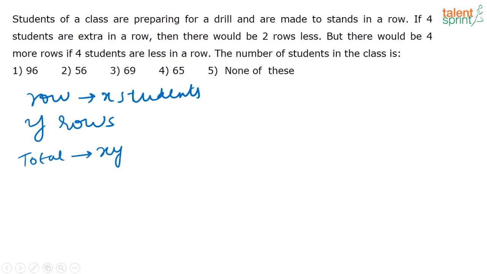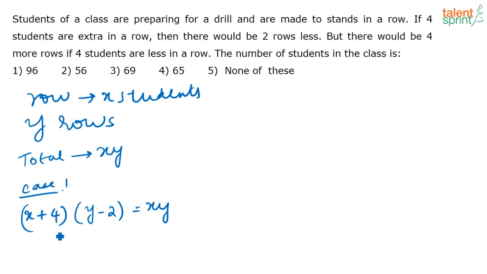Now what is the information that is given? If 4 students are extra in a row, there are 2 cases that they have given. The first case is when there are 4 students extra in a row. So in a row there are x plus 4 students, correct? Now there would be 2 rows less. So how many rows are going to be there now? There are going to be only y minus 2 rows. But the product of the rows and the number of students in each row always gives you the total number of students, correct? So this is going to be the constant, xy. That is not going to change. This is the first case. When there are 4 more students in a row, the number of rows becomes less by 2.